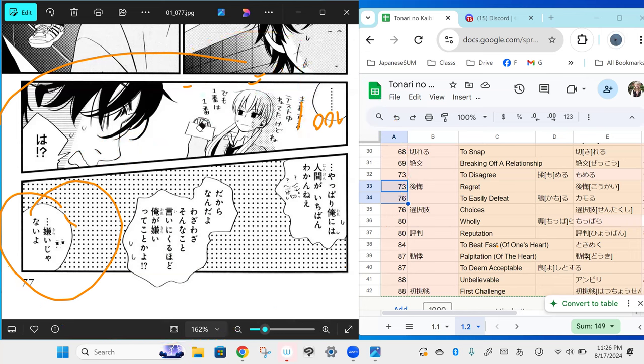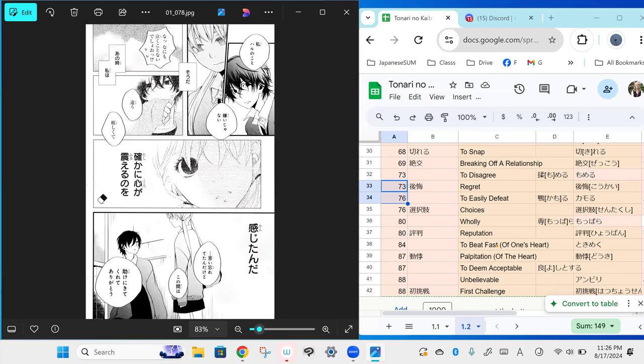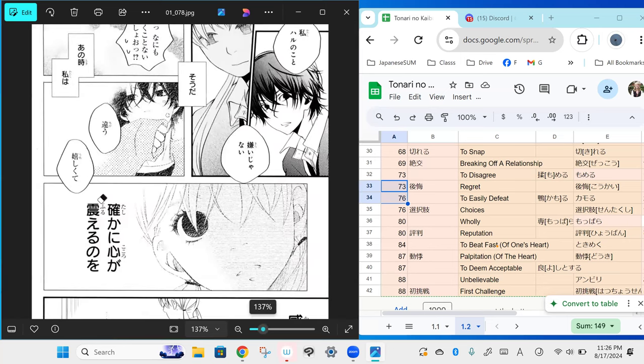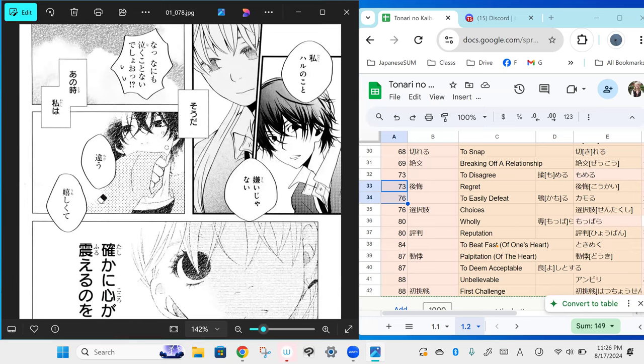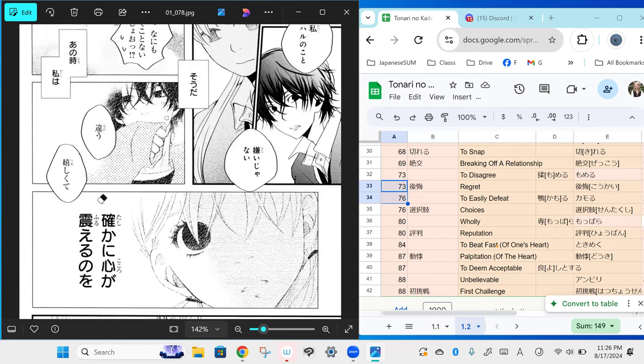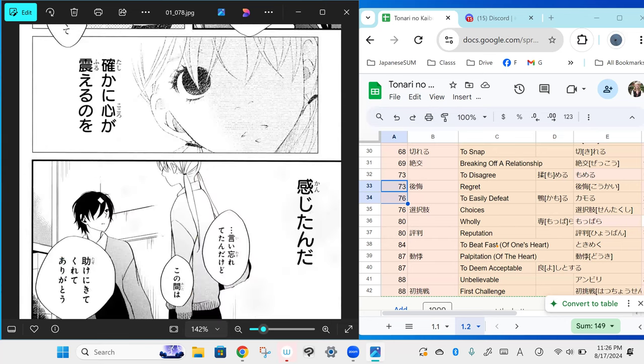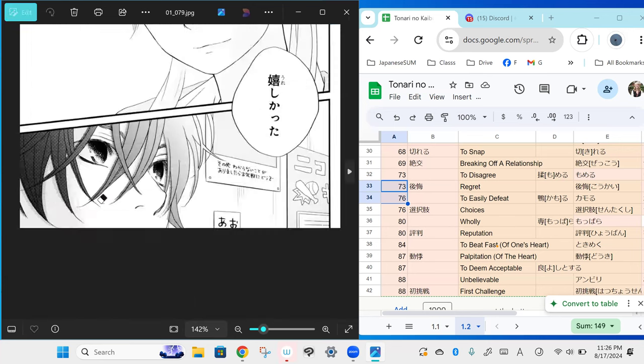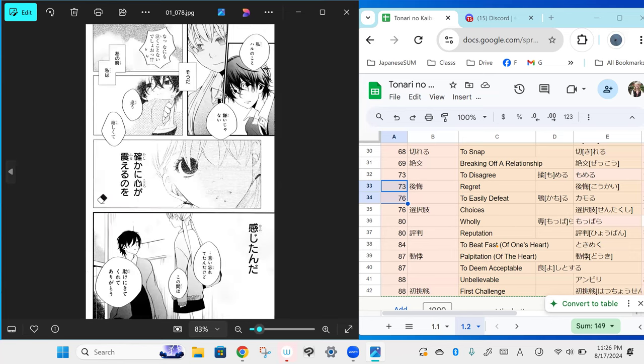And it was like, janai. I was like, I don't hate you. Exactly. I don't hate you. Watashi, Haru no koto, kirai janai. She says, I don't hate Haru at all. So da, ano toki, watashi wa, tashika ni kokoro ga fureru no wo, kanjitan da. So she says, that's right. At that time, I felt my heart do something. I certainly felt my heart shuffle.